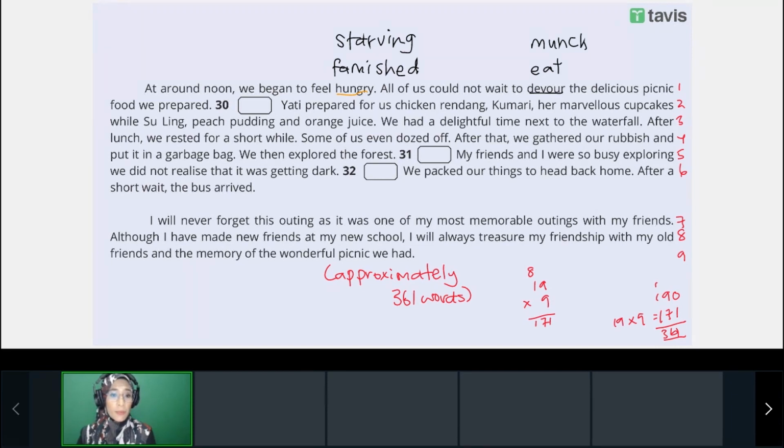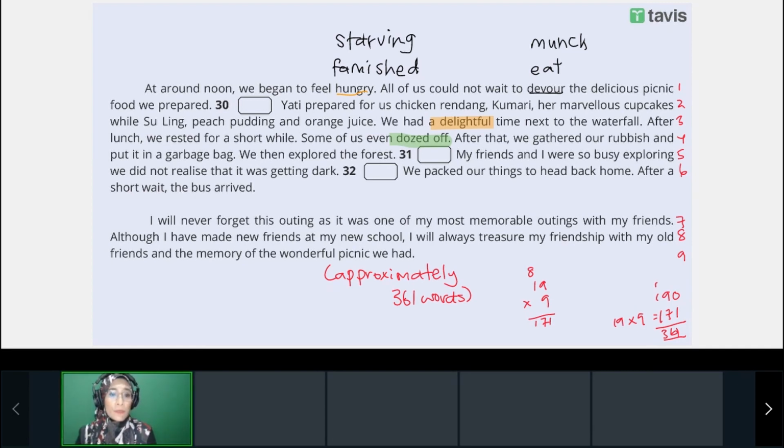Okay, so Yati prepared the chicken rendang. Okay, now they had a delightful time. Now another adjective as well. Delightful. And then some even dozed off. Right? Dozed off. Well, what do you think dozed off is? All right, doze off is just another term for sleeping, or just taking a short nap, maybe.